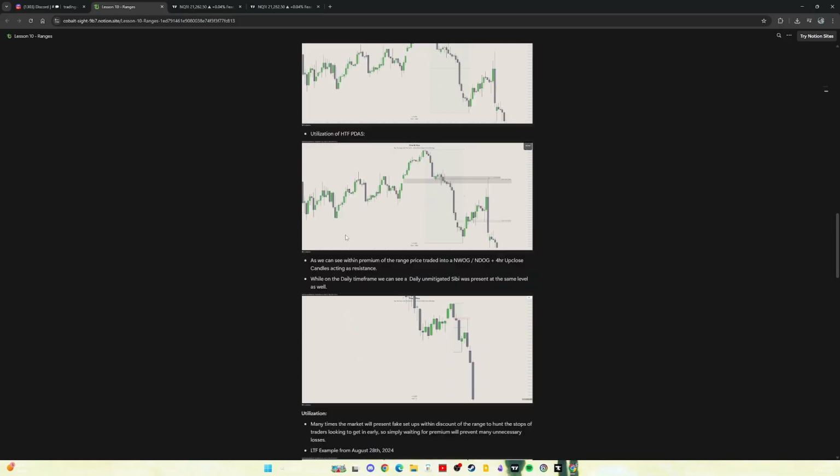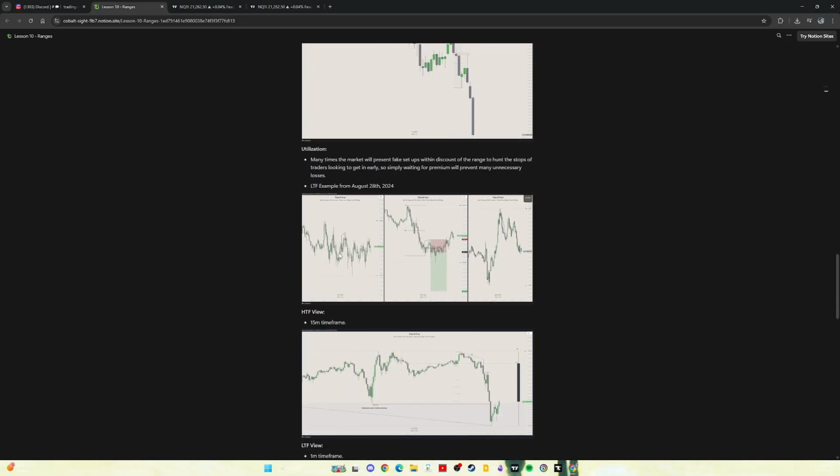And that's everything I list right here, and so on. So this is an example on the lower time frame based off a lesson I taught the other week regarding protected highs and lows, and simply the utilization. The point is that many times the market is going to present fake setups within discount of the range to hunt the stops of traders who are looking to get in early. It's traders who are looking to get in early at discount because they see their mechanical model present itself.